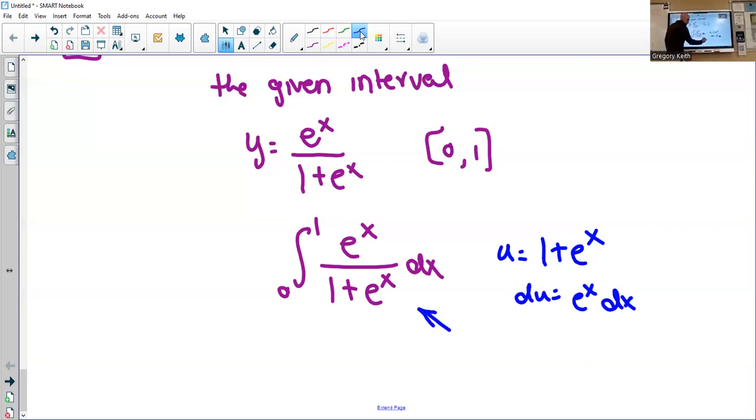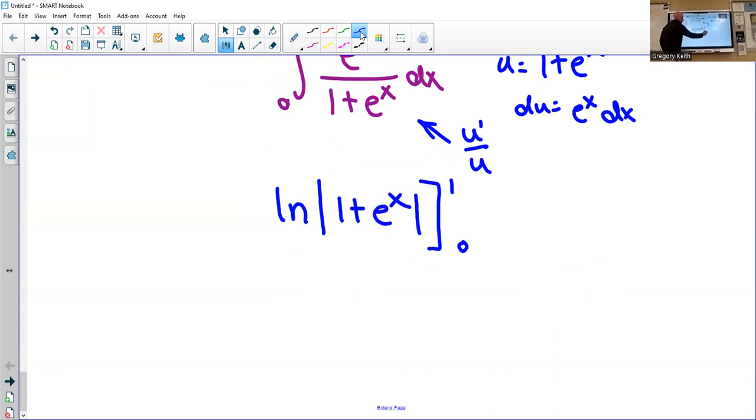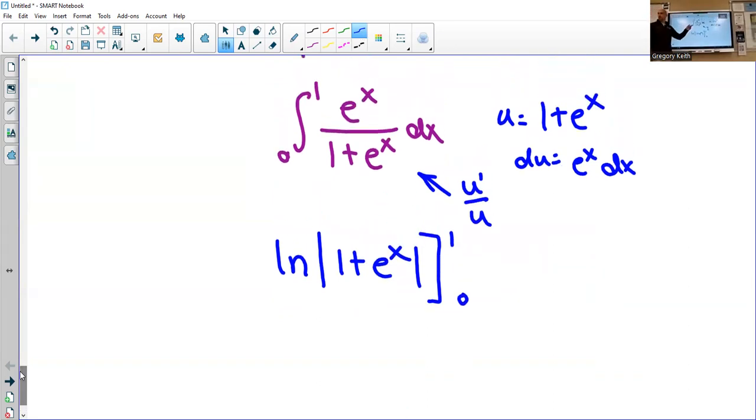Isn't this just u prime over u? Yeah. And if we have u prime over u, that's the integral for what? Natural log. So this is actually just natural log absolute value of 1 plus e to the x evaluated from 1 to 0. And so this is what I'm talking about. A lot of times you're going to see natural log integrals where it's 1 over something where they're going to throw an e to the x in there. And so you want to recognize, okay, if I see that the derivative of the denominator is up top, it's just a u prime over u situation.